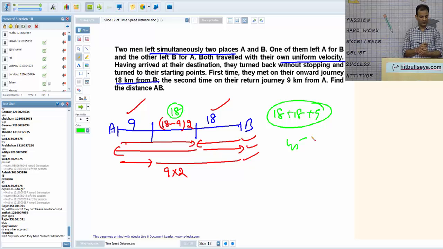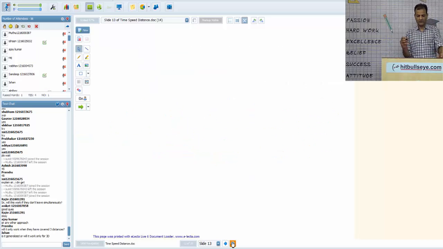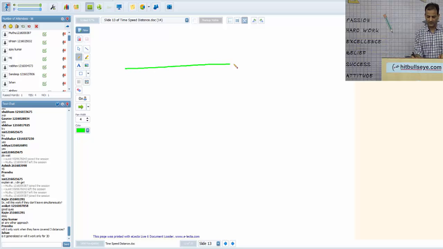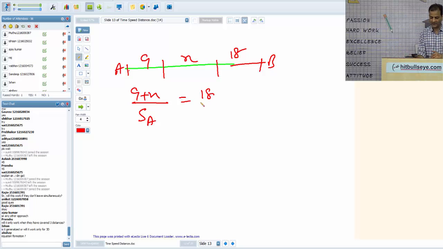Yeah, Pranshu. And Ajay, the usual approach will be that you have to make equations. Right now I will make the equation also, so that you are aware of what the equation is. See, A, B: first time they meet at 18, second time at 9. Let us take this distance as x. They started simultaneously, so in the same time A has covered 9 plus x, and in this time B has covered 18. Since distance is speed times time, I will write A as the speed of A and B as the speed of B. After that A will move there.